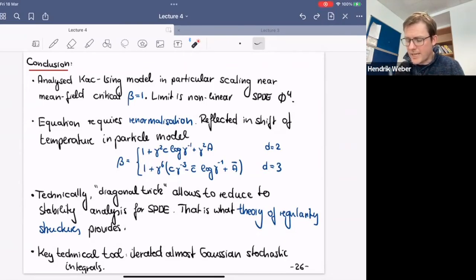And then I told you that technically there's this nice diagonal trick that we learned from Martin and Dirk's paper that allows us to reduce just to the stability analysis of the SPDE. And that's exactly what's provided by the theory of regularity structures. And again, the real work of this big project, the key technical tool, is to iterate all these diagrams. I gave you a bit of a panoramic view of how this can be done in the limit in the Gaussian case. And then at the very end, I showed you some of the difficulties that arise when you try to mimic that kind of argument in these almost Gaussian settings. So that's where we are. Thanks a lot. Thank you.